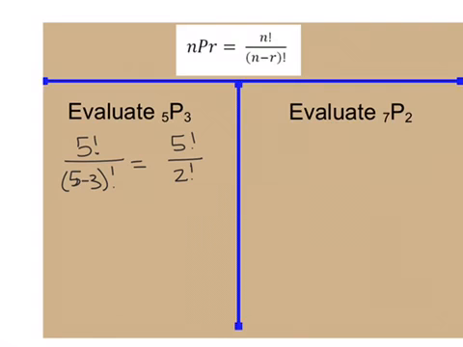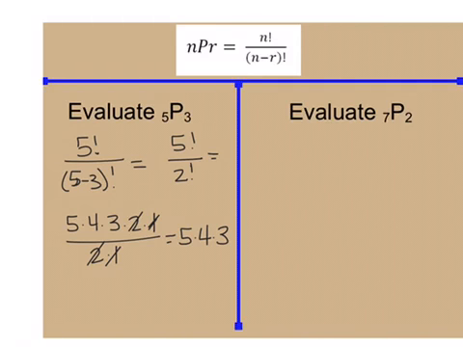So we want to write that out. 5 factorial is 5 times 4 times 3 times 2 times 1. 2 factorial is 2 times 1. When we divide a number by itself, remember they cancel out and you're left with just a 1. So I'm going to cancel anything out that's on top and on bottom, and I'm just going to be left with 5 times 4 times 3. When I do that in my calculator, I'm going to get 60 as my answer.